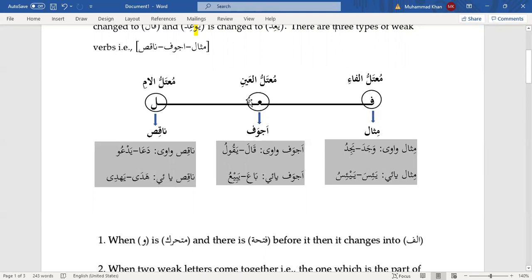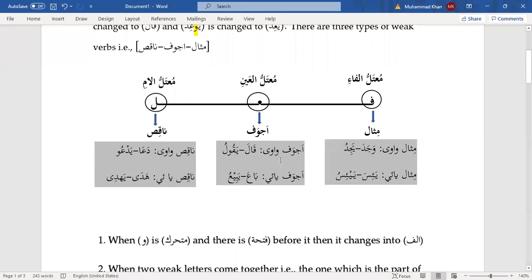Then we have mu'tallul ain, which is called ajwaf. Mithal is the verbs that have waw or ya as the first root letter. In ajwaf, waw or ya will be the second root letter. That's why we call them ajwaf, as they are empty from the middle.